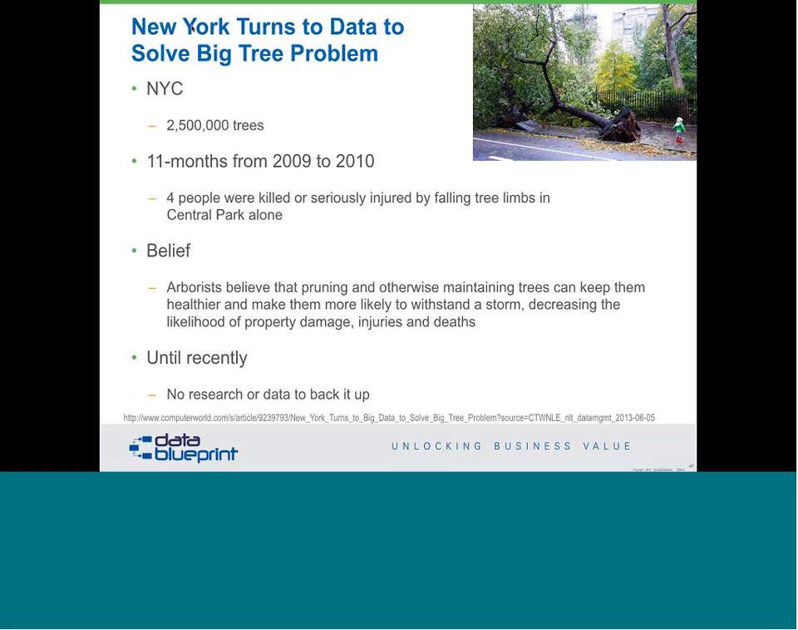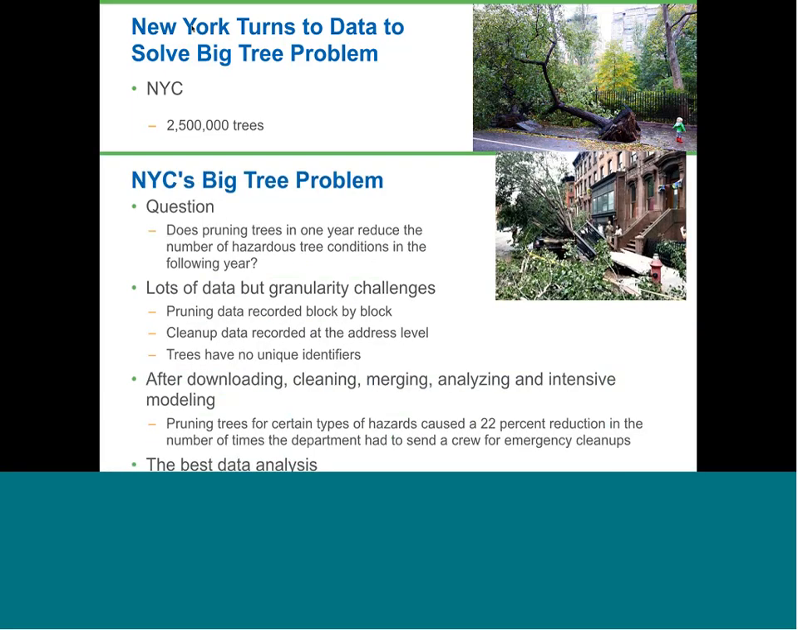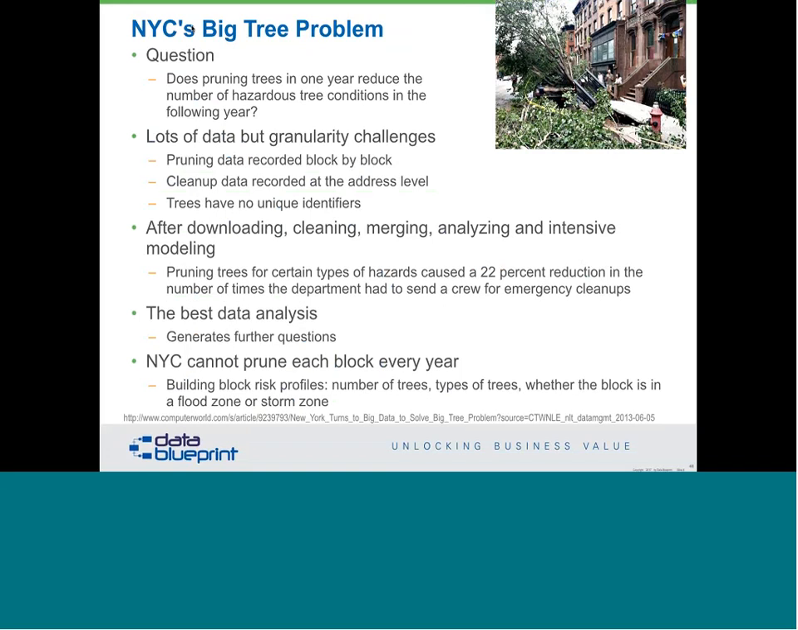Anyway, the arborists that were on staff believed that pruning the trees could help make them healthier and more likely to withstand a storm, decreasing the likelihood of storm damage. But they haven't had any data until recently to bring it up. So they did ask the question, does pruning trees in a year reduce the number of hazardous tree conditions in the following year? They had lots and lots of data, but they had some real structural challenges on this because the pruning data was recorded block by block, but the cleanup data was recorded at the address level. And funny enough, trees don't come with primary keys. Not having these unique identifiers, they had a lot of data munging to do to get this downloaded, cleaned, merged, analyzed, and very intensive modeling.